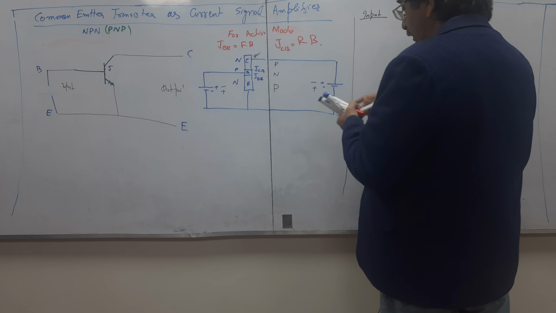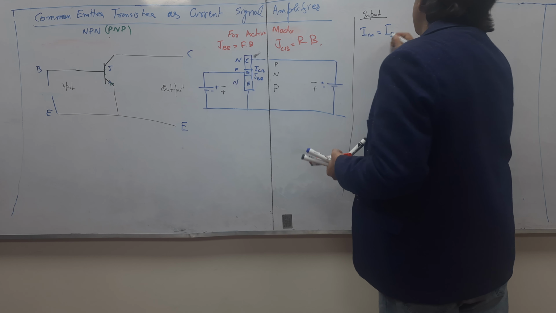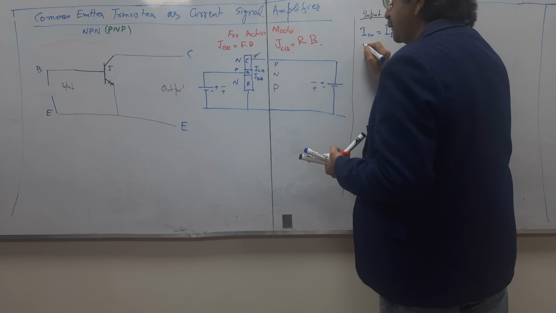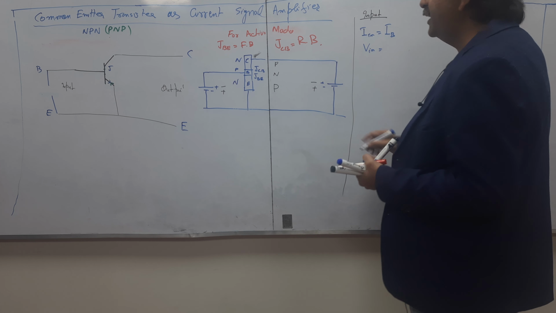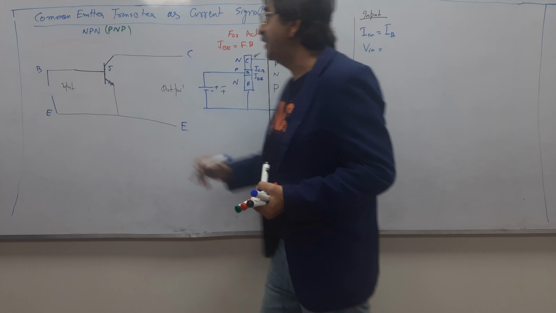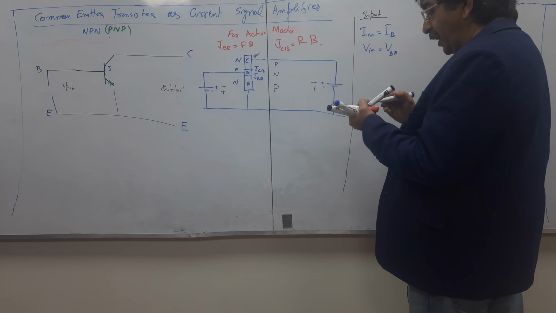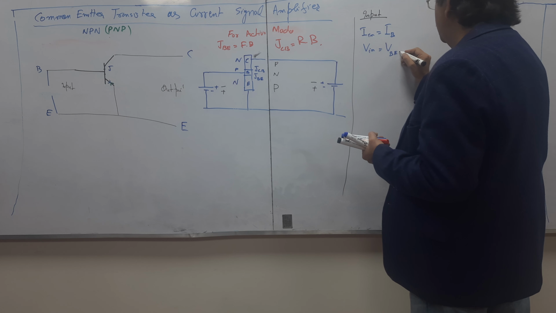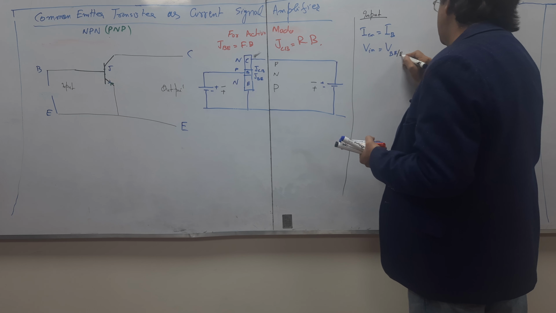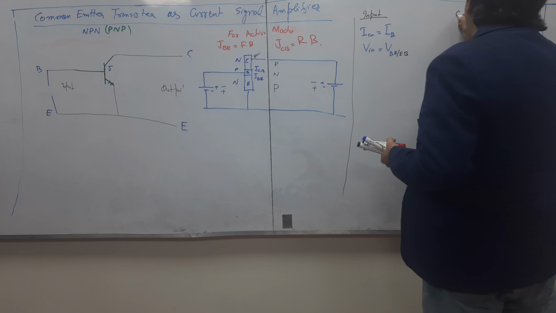I also write I in will be IB, and V in will be, what is the input voltage? Input voltage is between base and emitter. For black, for PNP, that will be EB. Yes, you are right.